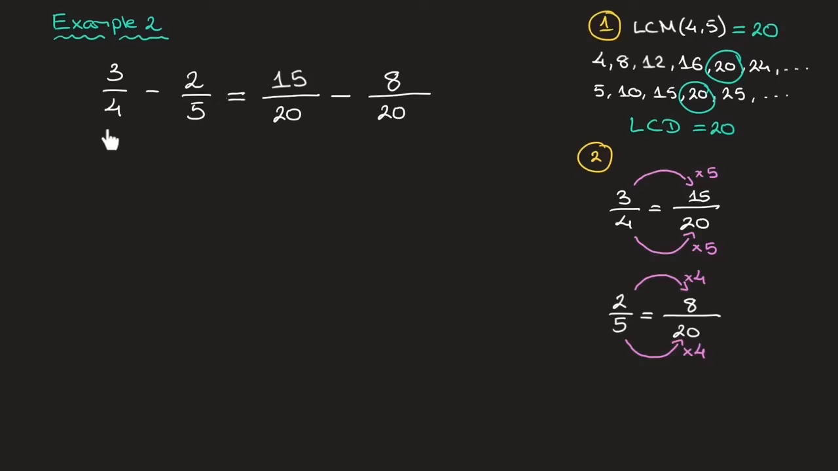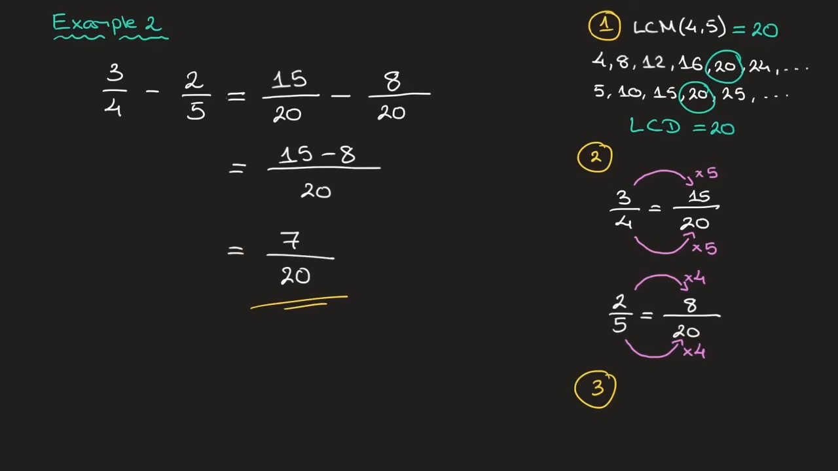Finally, now that we've rewritten our two fractions as equivalent fractions over the same denominator, we move on to the third and final step, in which we calculate. And for that, all we have to do is subtract the numerator of the second fraction from the numerator of the first fraction. And all of that is written over 20. So that would be 15 minus 8 over 20. And since 15 minus 8 is 7, we can state that this equals 7 over 20.